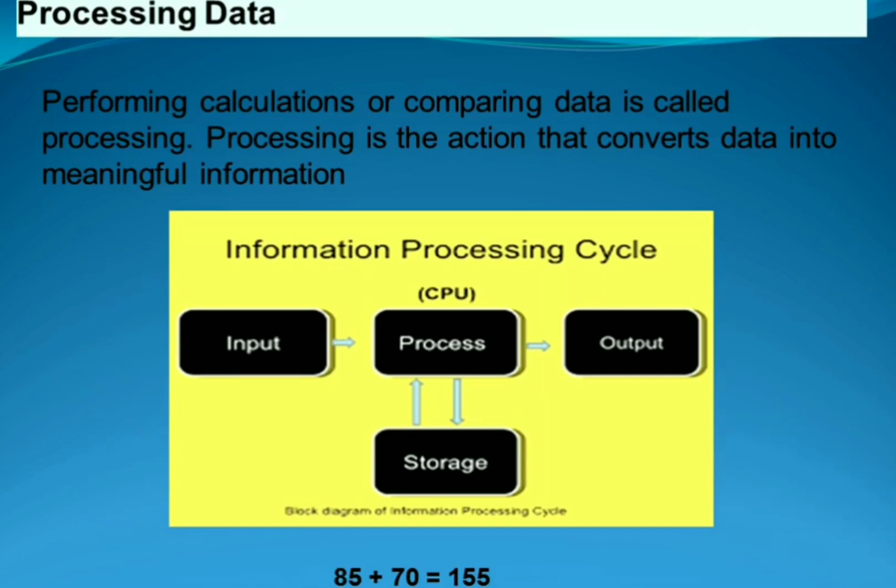For example, you want to add two numbers, 85 and 70. So 85 and 70 both act as an input for a computer, and the addition function plus is basically a processing action for a computer, and the output, which is 155, acts as an output after processing of the CPU.